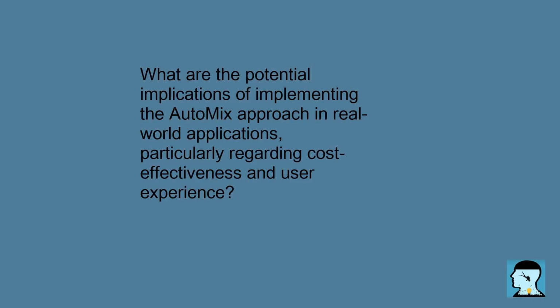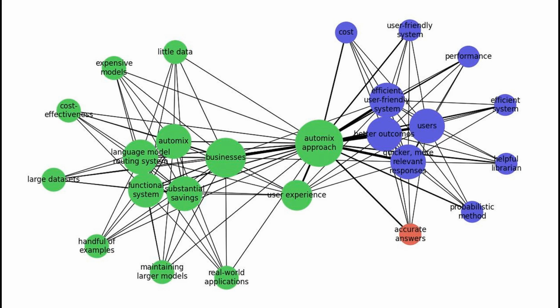So what are the potential implications of implementing the AutoMix approach in real-world applications, particularly regarding cost-effectiveness and user experience? Implementing the AutoMix approach in real-world applications can have significant implications for both cost-effectiveness and user experience. So, first, regarding cost-effectiveness, AutoMix allows organizations to build an efficient language model routing system with very little data.